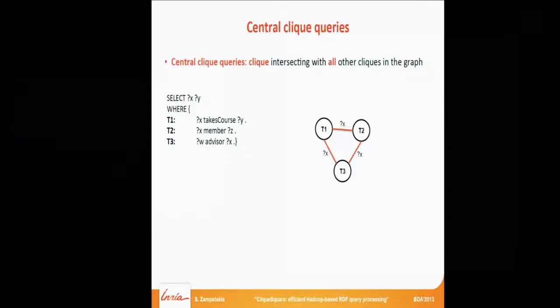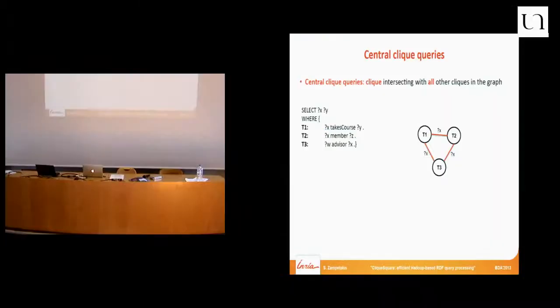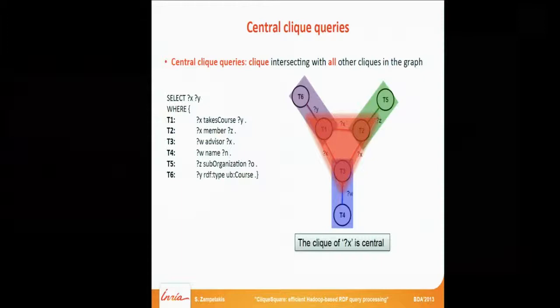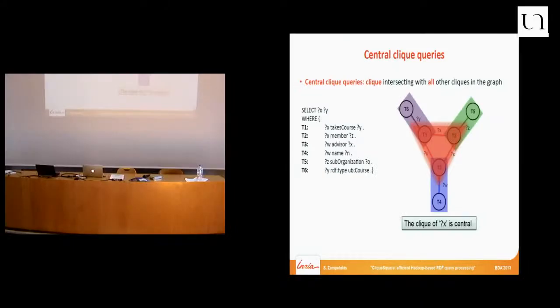Another important category of queries is what we call central clique queries. Let's take this one-clique query and make it a bit more complicated. And what is a central clique? A central clique query is simply a query that has a clique which intersects with all the other cliques of the graph. We can see here that the red clique, the clique of x, intersects with all the other cliques in the graph. And that's why this query is a central clique query.